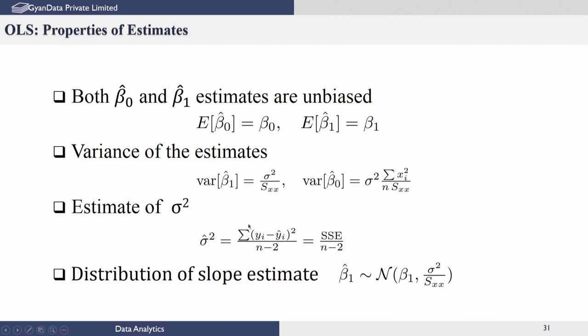Now, this particular numerator term is also called the sum squared errors, or SSE for short, and so sigma hat squared is nothing but SSE divided by n minus 2. So, from the data, after you have fitted the model, you can compute this SSE and obtain an estimate for sigma hat squared.